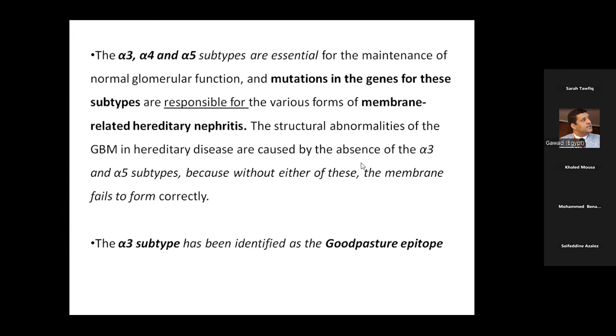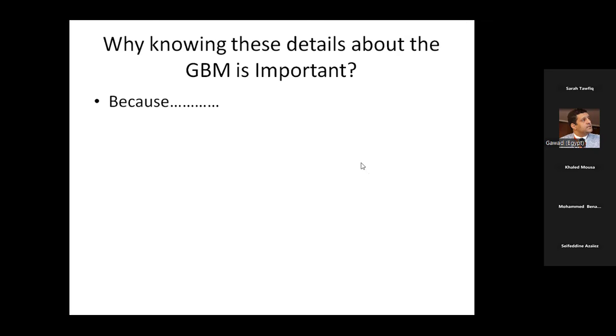Why all these details? All these details are essential and extremely important because mutations in the genes of these subtypes are responsible for the various forms of the membrane-related hereditary nephritis. The structural abnormalities of the glomerular basement membrane in hereditary nephritis are caused by the absence of collagen 4 alpha chains 3, 4, and 5, and because of their absence, the membrane fails to form correctly. Goodpasture syndrome also targets the collagen 4 alpha chain 3 subtype. So why all these details?